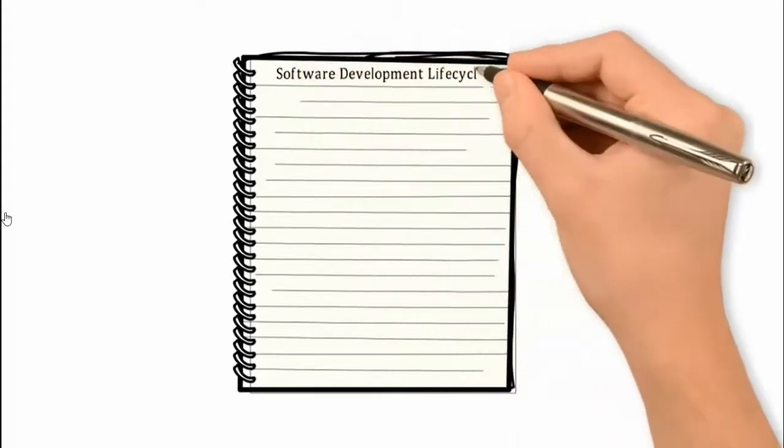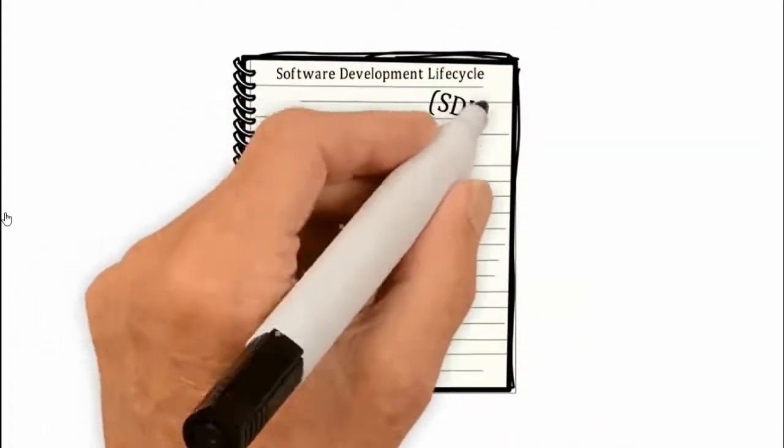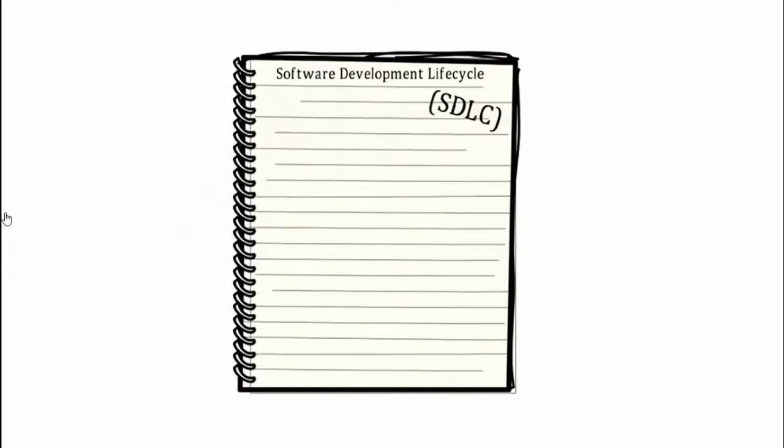You first need to understand the process by which the software is conceptualized, developed, and maintained. This process is known as the Software Development Lifecycle, or the SDLC. There are 7 key points to understanding the software development lifecycle.